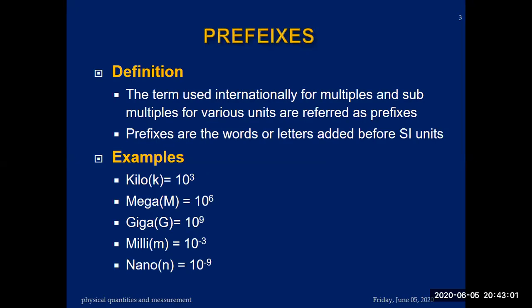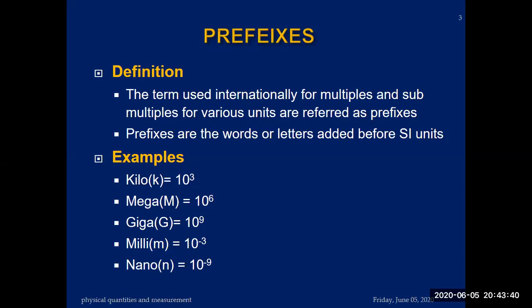Starting from the definition of prefixes: the terms used internationally for the multiples and submultiples of various units are referred to as prefixes. Prefixes are the words or letters added before an SI unit. So this is the basic definition of prefixes. What are the examples? Kilo is shortly written with K, and it is 10 raised to power 3. It means there are 1000 grams in a kg.